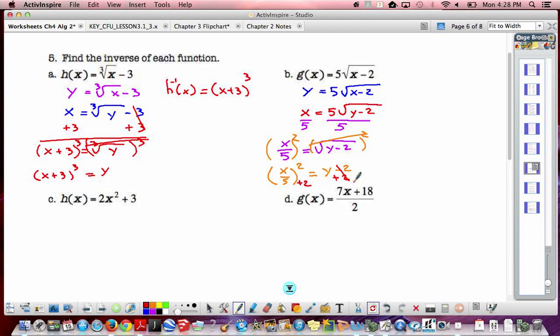I cross out, I have what my y equals, which is the same thing for my inverse function. So g inverse of x is equal to x divided by 5 quantity squared, and it's adding 2.